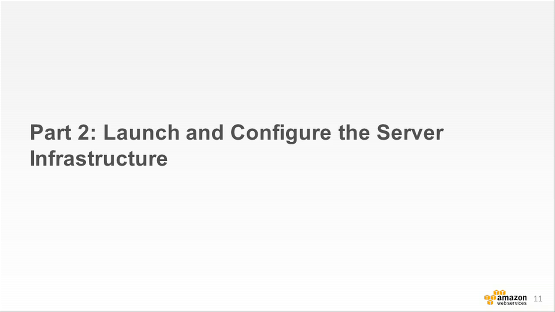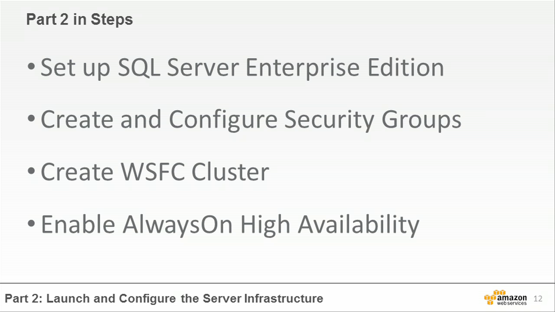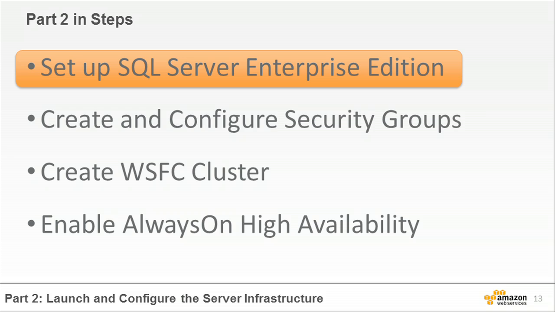Step two is to launch and configure the infrastructure, and that is broken down into 4 major components. The first is setting up SQL Server Enterprise Edition. Let's talk about how that works. Second is creating and configuring the security groups to allow access between the various layers, so that machines in the app server security group or the SQL Server security group can talk to each other, so ports are open. Third is creating the Windows Server failover clustering cluster. That step needs to be created so it can identify the nodes that are in that cluster. This particular model uses 2, and we'll show how that's done in the template. And then enabling Always On high availability, which we'll talk about as the 4th step under part 2.